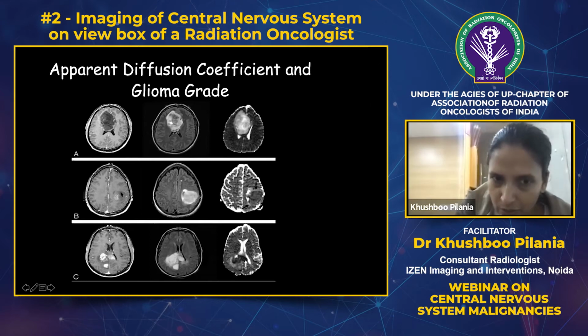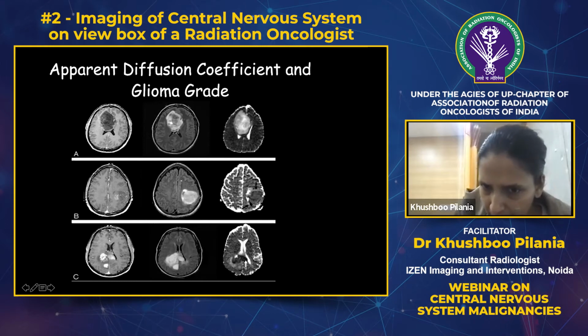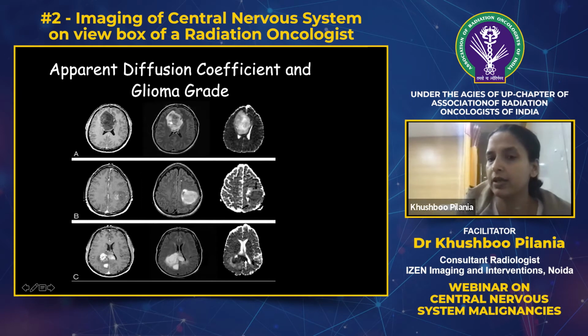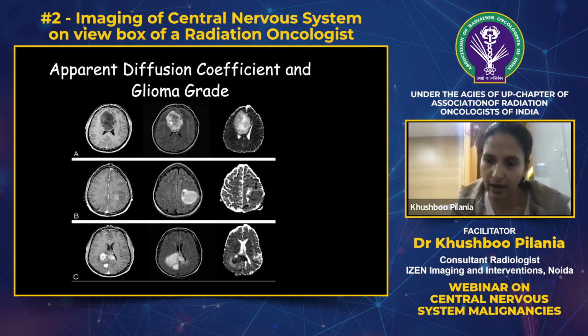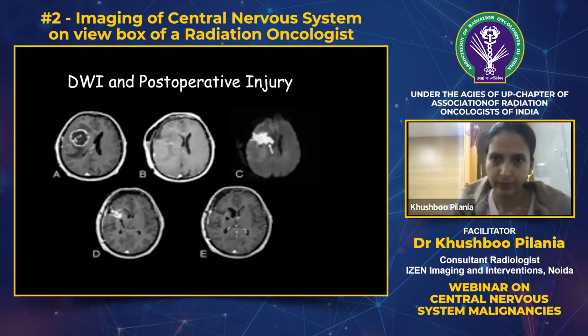As we go down, we see this tumor which again enhances less, but more than the first case, and at the same time there is a significant amount of low signal on the ADC map. So this is of a higher grade than the above tumor. The third lesion shows much more intense enhancement and it is much darker. So these ADC maps and enhancement characteristics help us in deciding the grade of the glioma.